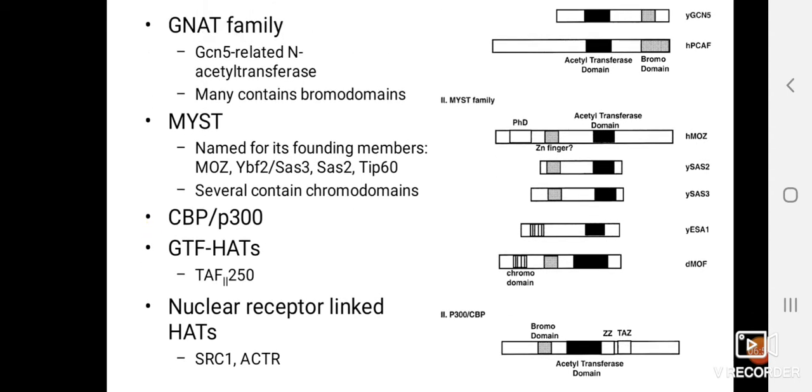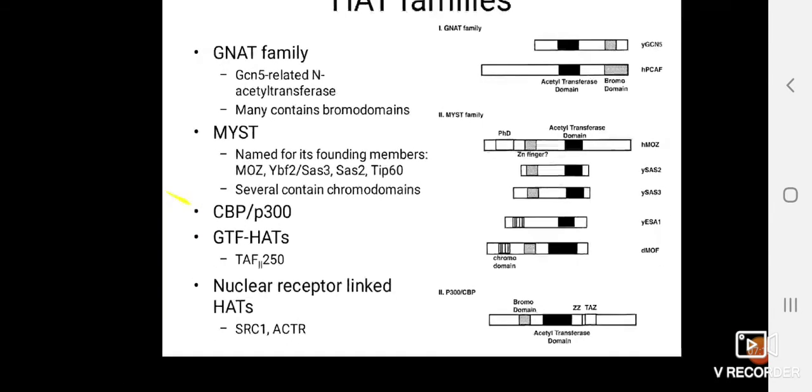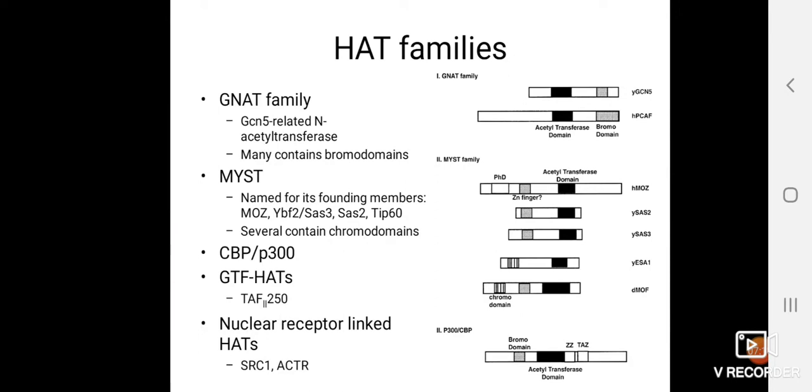TAF2 250 is an example of GTF HATs, general transcription factor histone acetylase families. The nuclear receptor linked HATs are also there, SRC1, ACTRs. So these are also going to play an important role in the acetylation of histones. A few of these are going to be involved in regulating transcription, and a few are involved in other aspects, like movement of histones from the cytoplasm to the nucleus, etc.